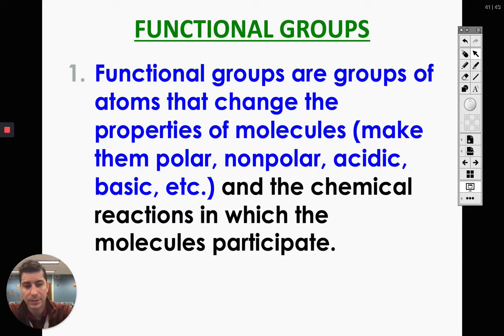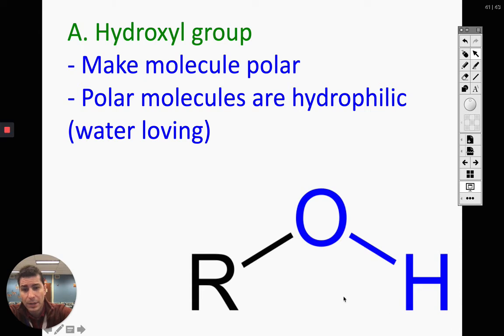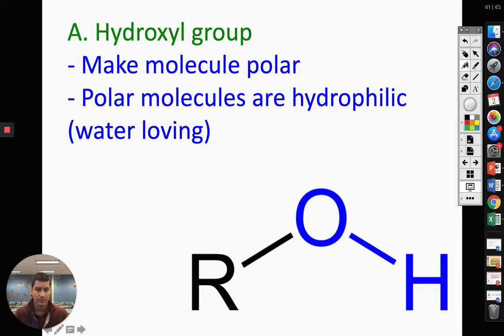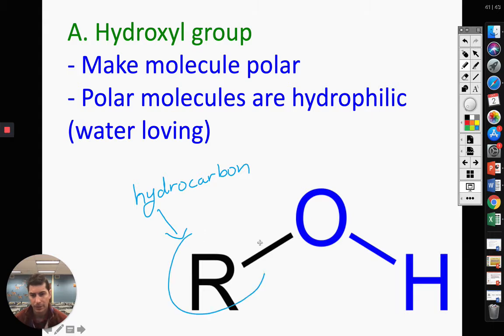But there's other things too. It could keep it nonpolar. It might make it acidic. It also could make it basic. So let me explain to you what this picture is down here. The R would represent, down here, the R would be the rest of our molecule. So the R right now would be our hydrocarbon. That's our R. All right.